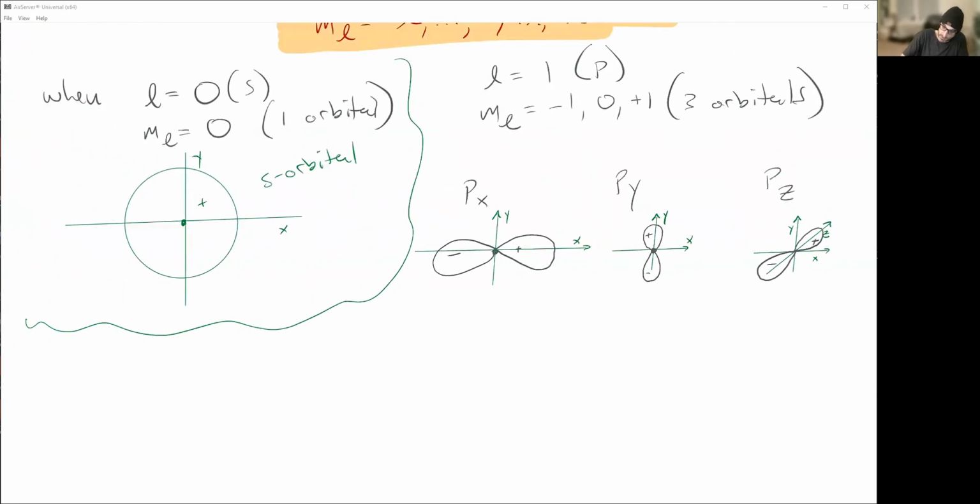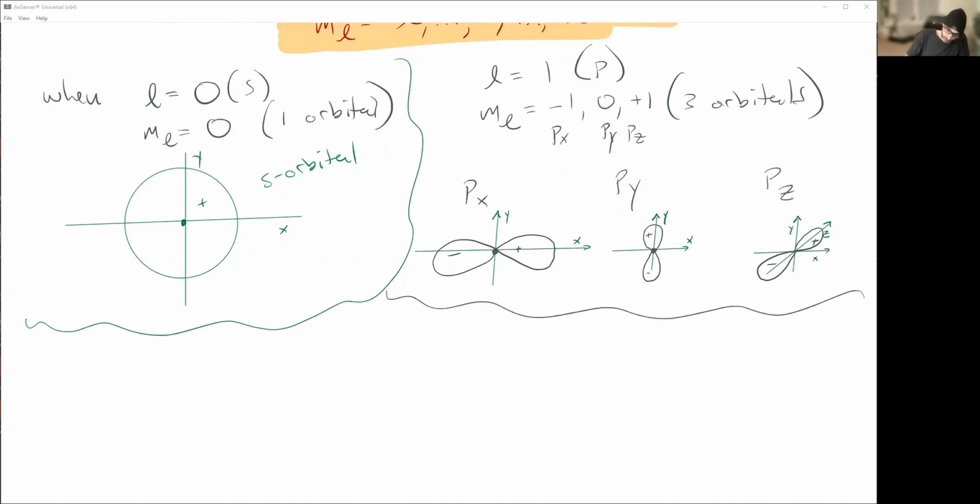There are 3 orbitals, and there's no specific assignment. This can be the Px, this can be the Py, this can be the Pz, the +1. So yeah, Px can be -1, Py can be 0, and Pz can be +1. So it doesn't really matter. All of that's kind of up in the air.